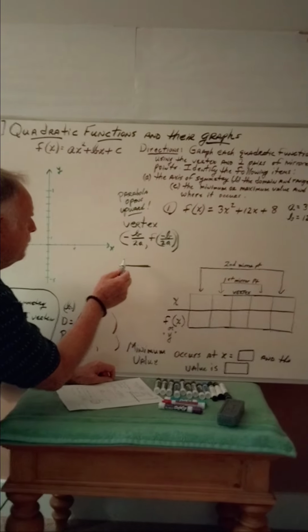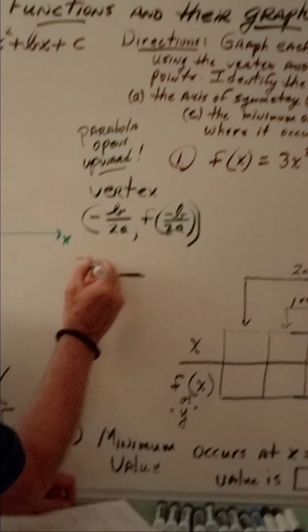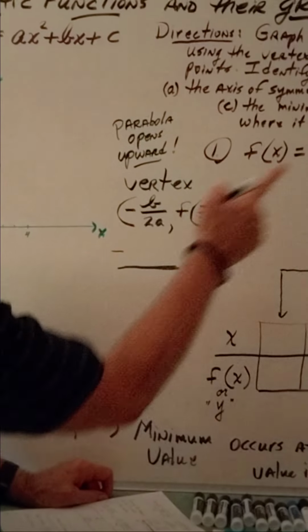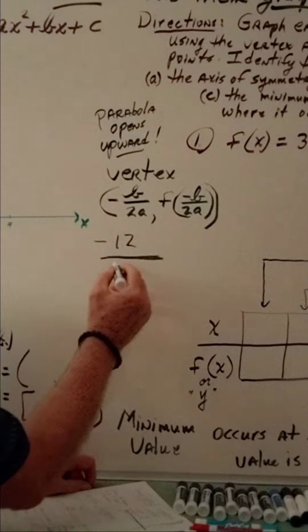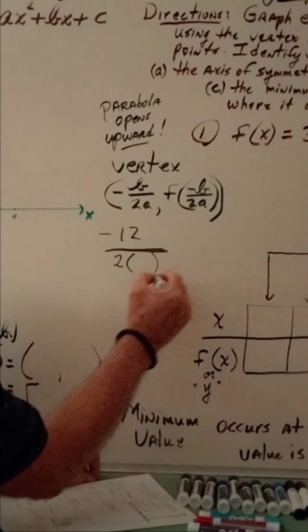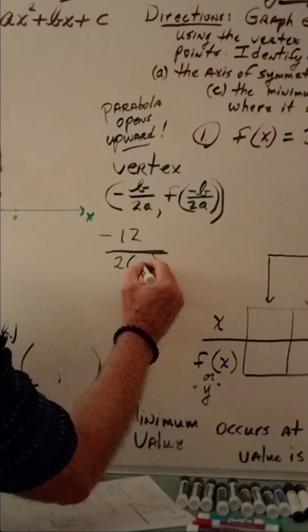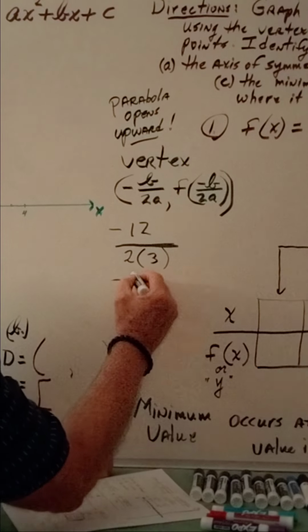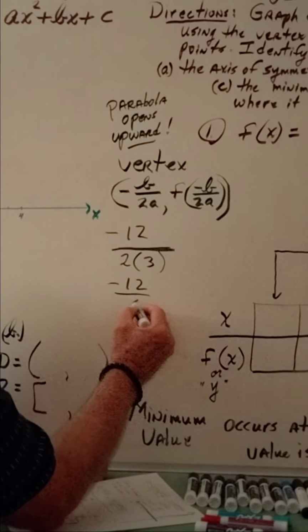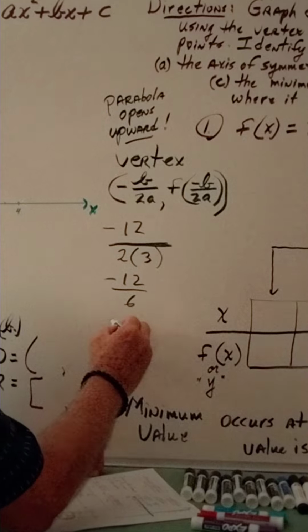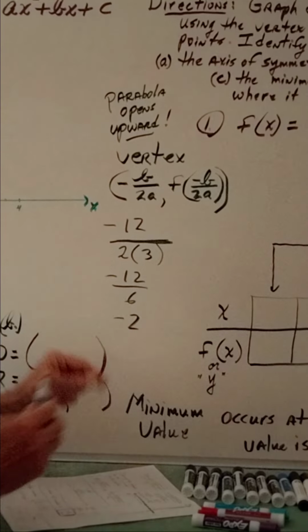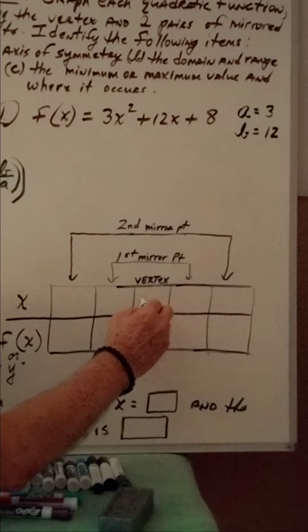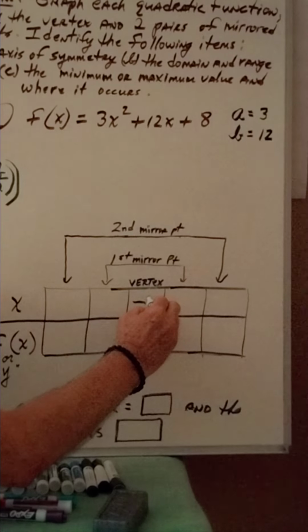So let's get the x value of the vertex. I'm going to bring down the opposite sign. The value of b is 12. That's going to be written over 2 times the value of a, 2 times 3. That's going to give a negative 12 over 6, and that's going to give us a negative 2. Negative 2 is the x value of the vertex, and we'll place that right here.